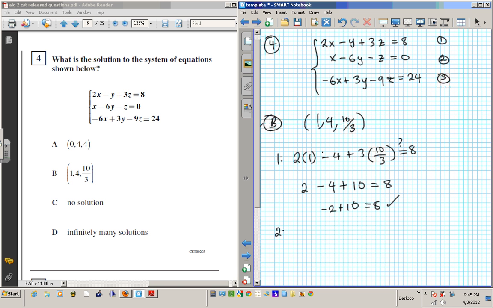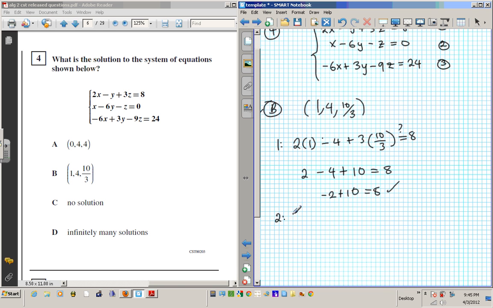Let's test the second equation. The second equation is this one right here, equation 2. Plug these values in there. Is 1 minus 6 times 4 minus 10 over 3, does that equal 0? Is 1 minus 24 minus 10 over 3 basically 3 and a third, right? Is that equal to 0? Absolutely not. We have this monstrosity here, this mixed number, which basically messes up the whole thing. No. So guess what? B is not a solution.